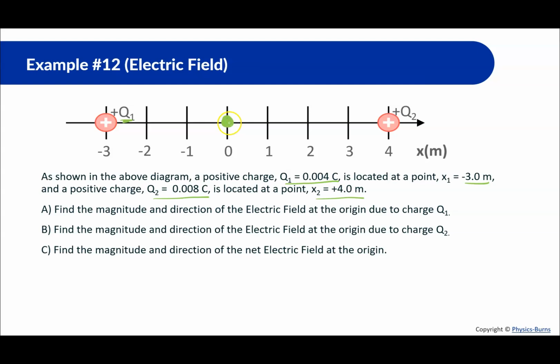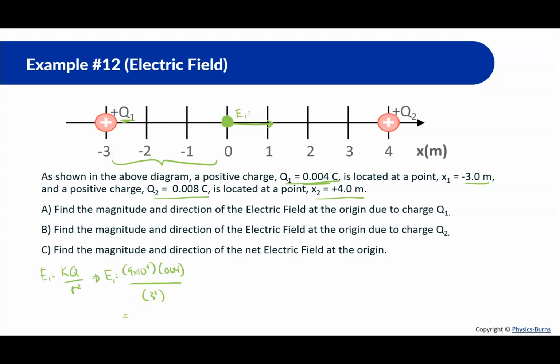It's positive, so it's going to be something like this. But let's find what the electric field is. I'm going to call it E1. Alright, so we know that E1 is going to be equal to KQ over R squared. So E1 is going to be equal to 9 times 10 to the 9th times charge Q1, which is 0.004, divided by how far it is, which is 3 meters, 3 squared.